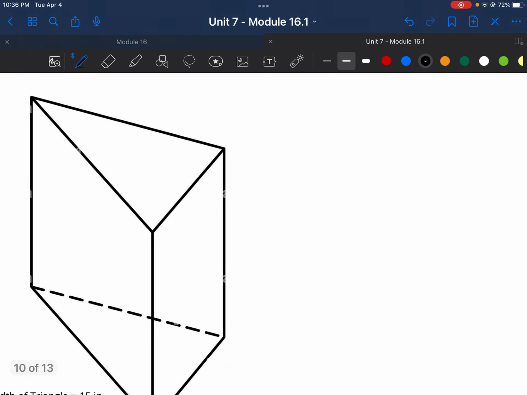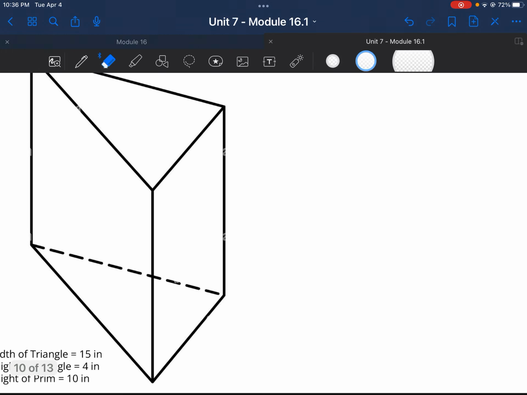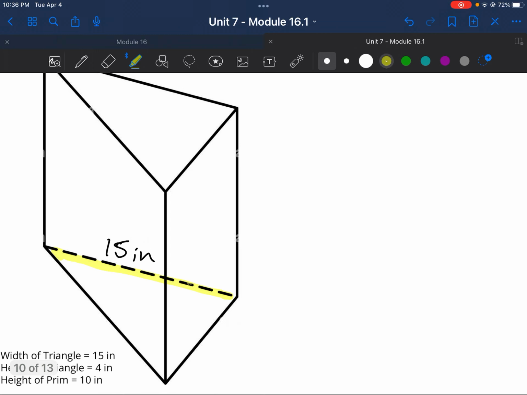So the width of the base of the triangle is going to be 15 inches. So from here to here, it's going to be 15 inches. The height of the triangle is going to be 4 inches. So from the very tip of the triangle to the bottom of the triangle is going to be 4 inches. And then the height of the prism is going to be 10 inches. Sorry.